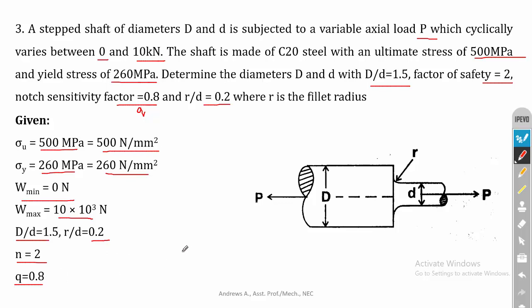In the previous problem, the stress concentration factor was directly given, so we took the value. But in this problem, the stress concentration factor, that is Kf, is not given, so we have to calculate the Kf. So we know that Kf is equal to 1 plus q into (Kt minus 1). Here Kt is the theoretical stress concentration factor and q is the notch sensitivity factor. So Kt, for this drawing, we have to calculate using the standard graphs.